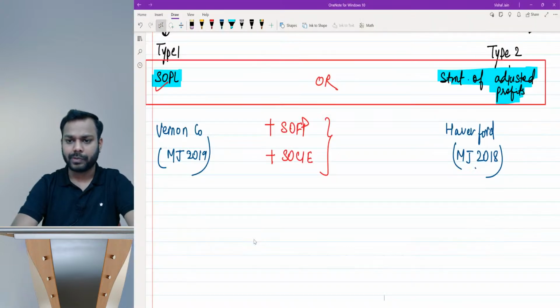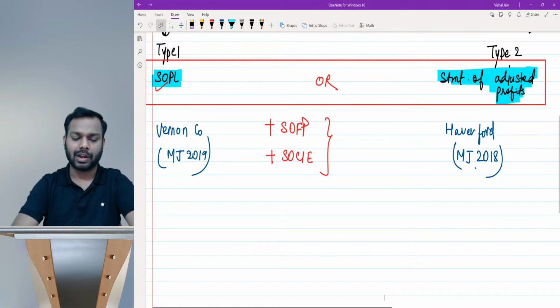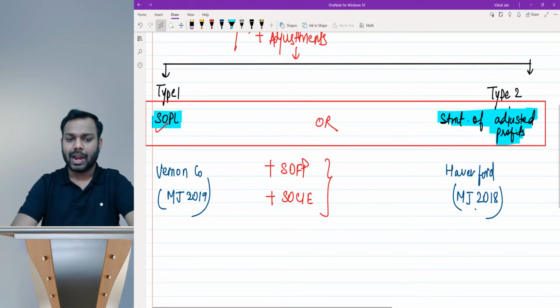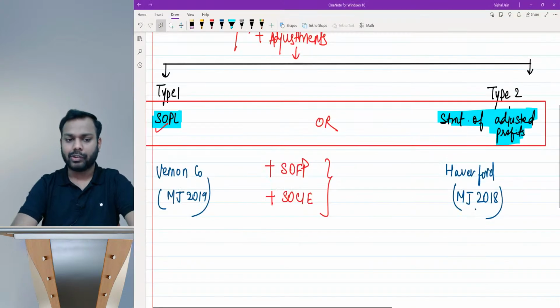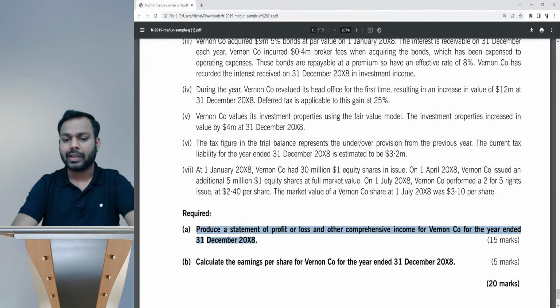Now coming to our notes. What is in our notes? See, type 1 is SOPL, and what is the question asking you? Statement of profit or loss, right? And alongside the question is also asking you to prepare other comprehensive income. That is a part of the P&L itself. Okay. Now, any other requirement?